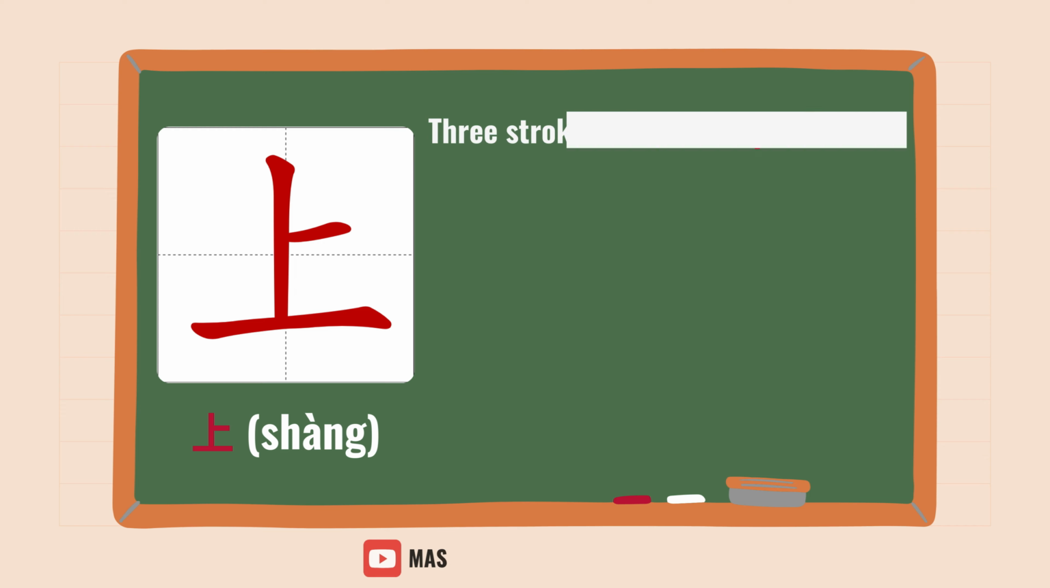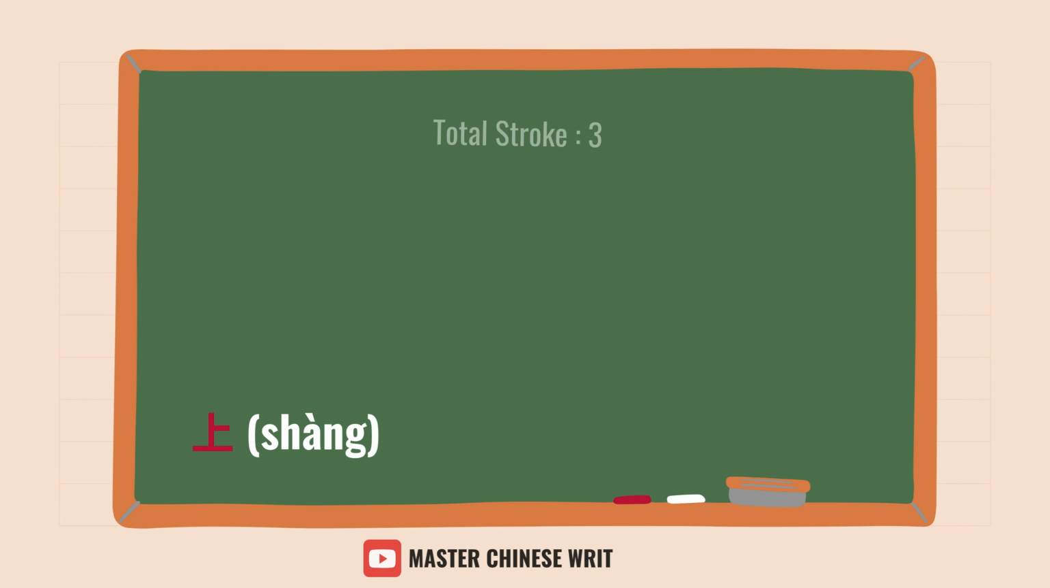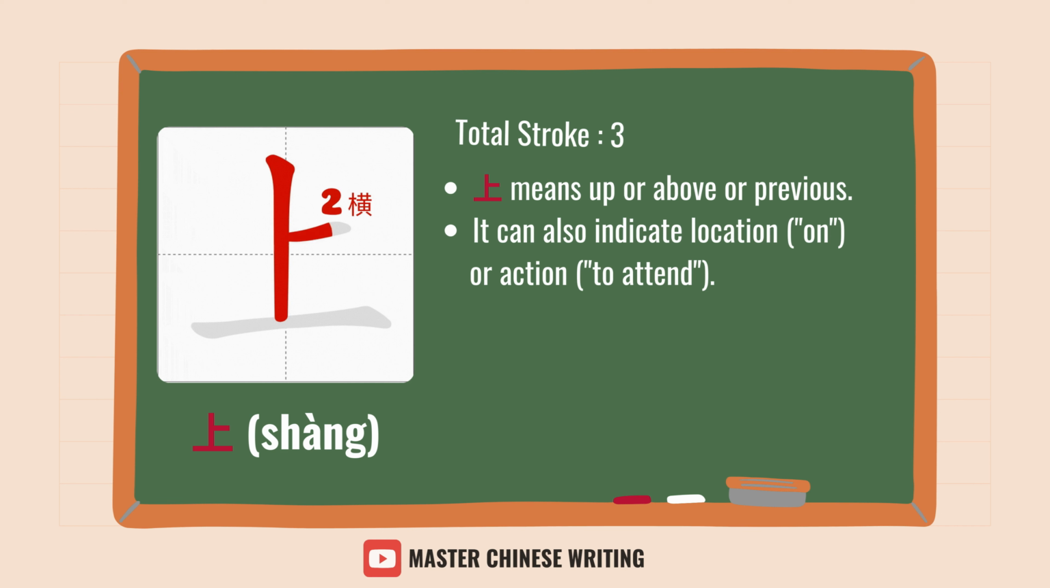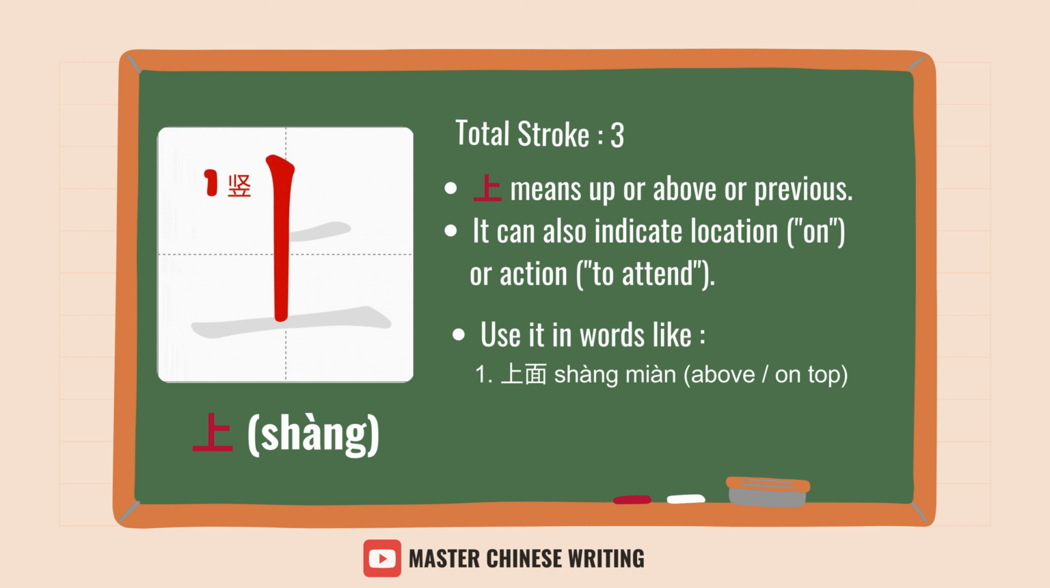上, 3 strokes to define up. 竖横横上. Means up or above, or previous. It can also indicate location, on, or action to attend. Use it in words like 上面, above, on top, or 上课, attend class.